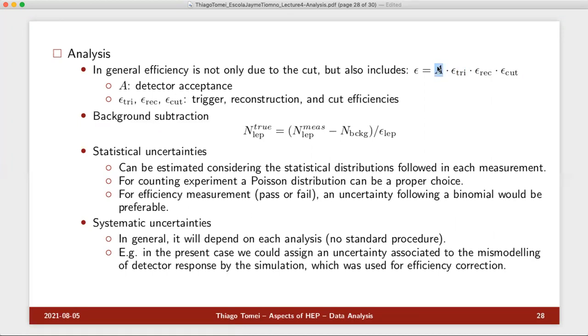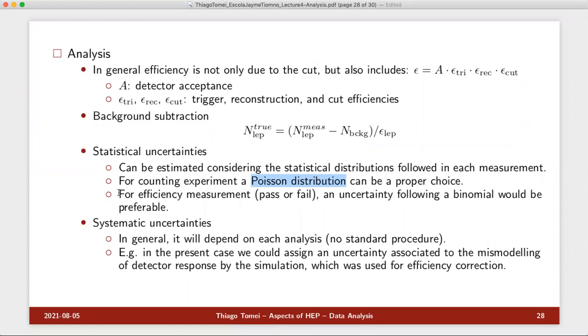The geometric acceptance. So you have to take into account all of this, and then you estimate your background, do the subtraction, and correct by the efficiency. You have to take into account the statistical uncertainties. Every time that you're counting, you have a Poisson distribution, and you have to take into account the Poisson uncertainty. So you count, this is the usual square root of n that you learn in statistics.